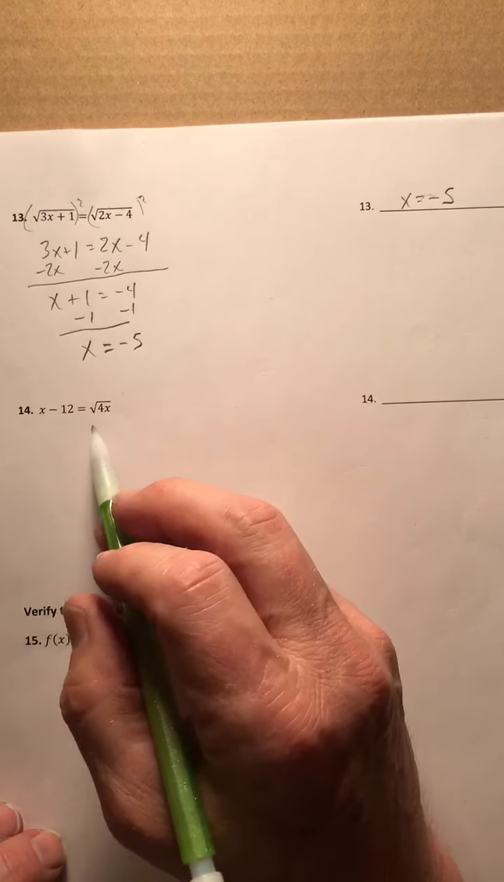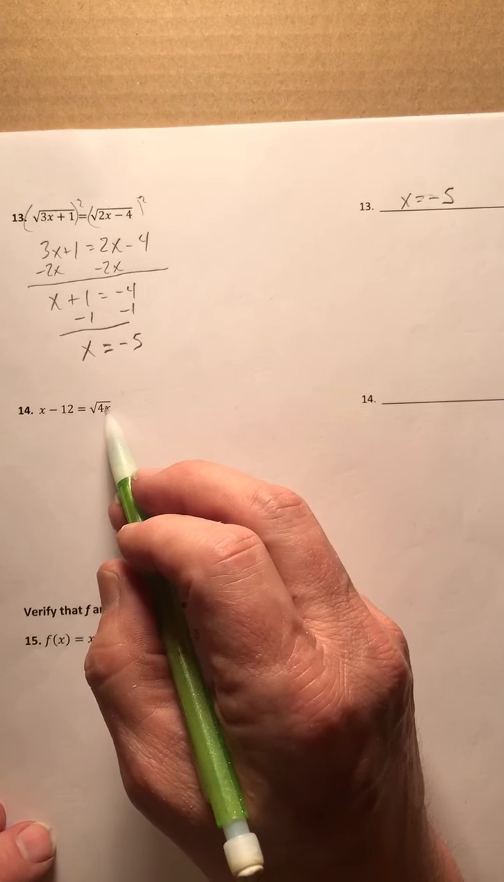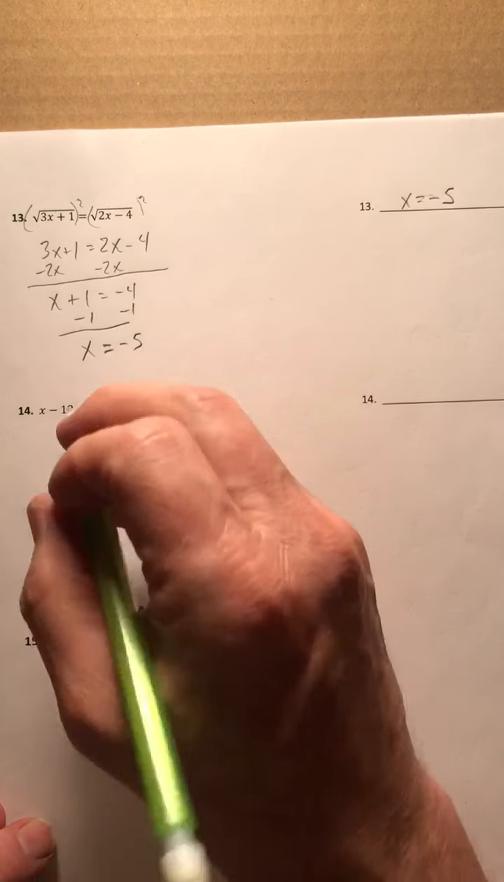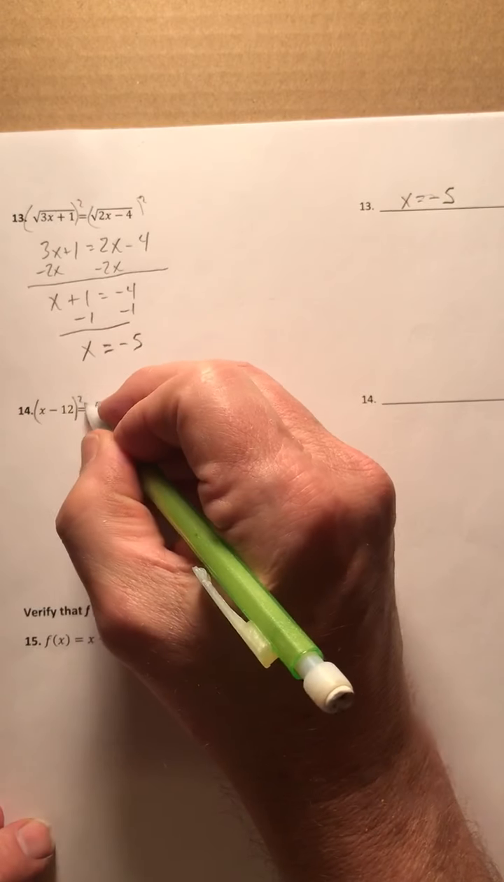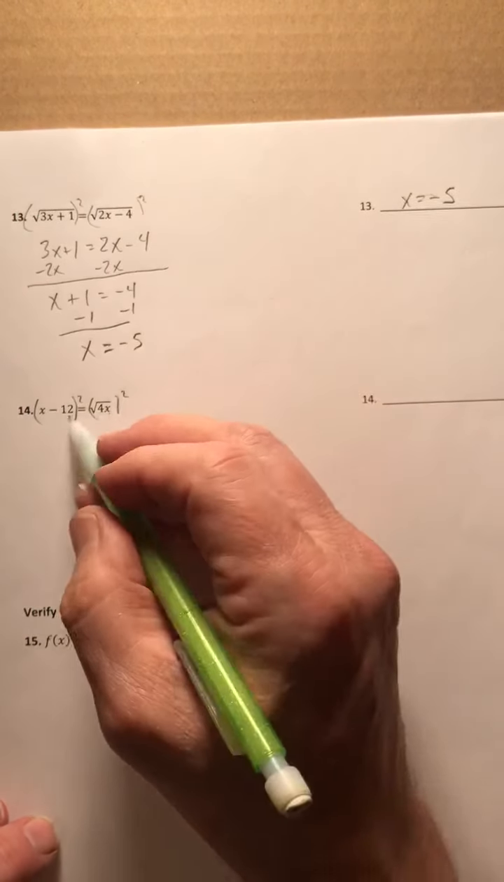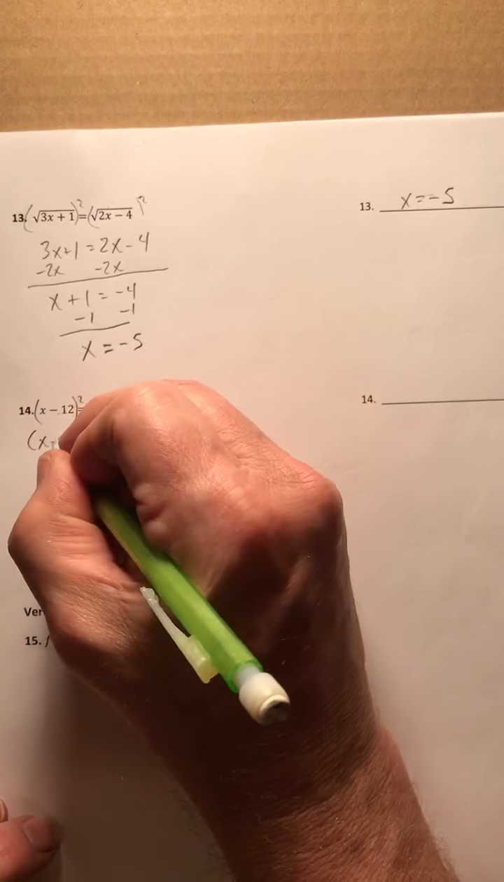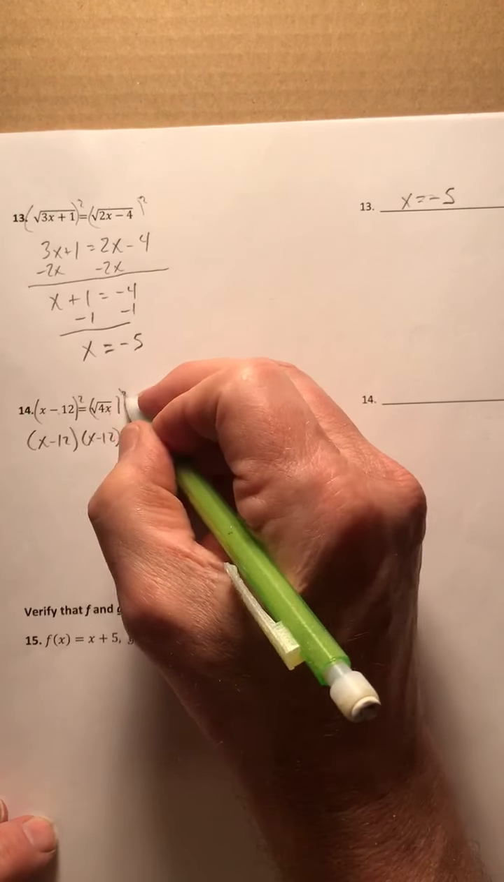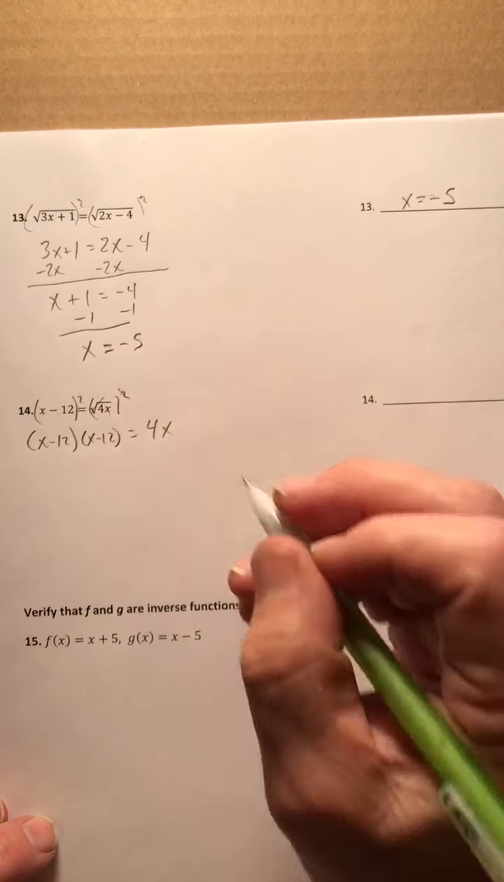All right, now 14 is a little tricky here. We have to get rid of this square root by squaring both sides. We have to square the whole thing. So again, this we have to FOIL out, so it becomes x minus 12 times x minus 12 equals, this undoes that, so 4x.